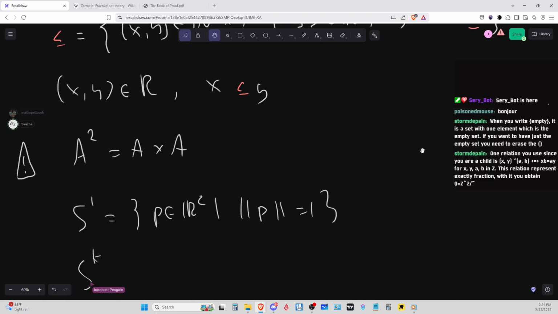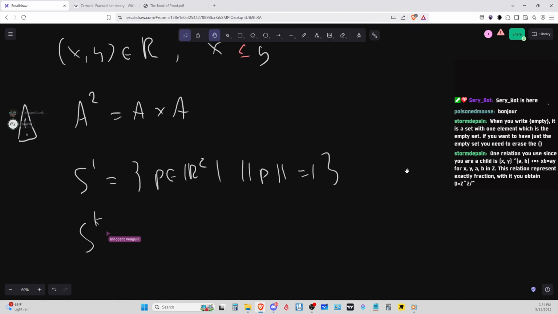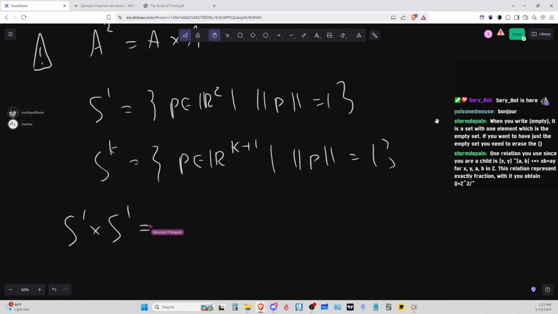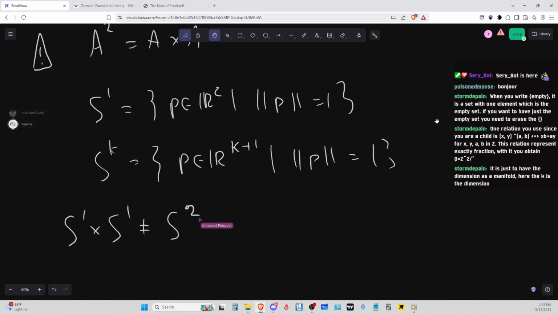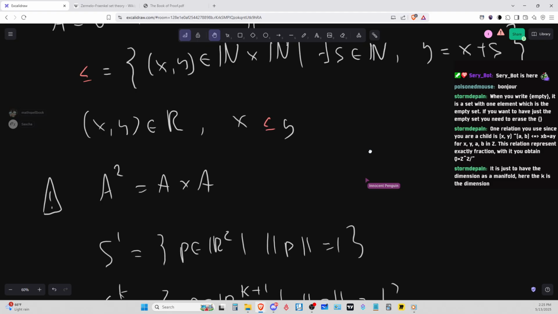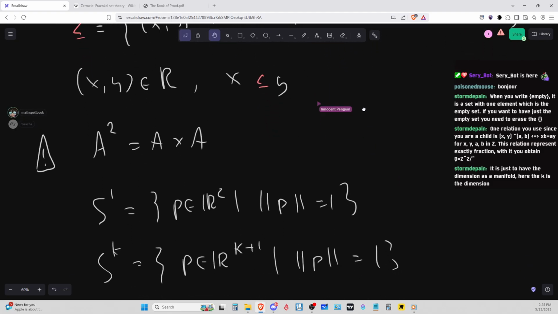Okay. And what people will usually do is define S^k to be the set of P that is an element of R^(k+1), plus 1. So they can define spheres of a higher dimension, right? Uh-huh. But here's the catch, though. S¹ cross S¹ is not S²? Is not S². Oh, okay. So sometimes you have to be a little bit careful. Oh, okay. So basically it's just safer to write the cross right here, like N cross N, right? That's what you're basically saying, right? Okay. Yeah. That's fair.